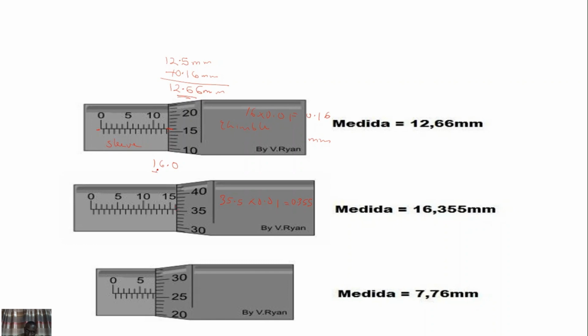So when you add it here, 0.355, what will it give you? That will be equals to what? 16.355 millimeter. So this is the reading on this scale. I'll leave the next one for you to answer.